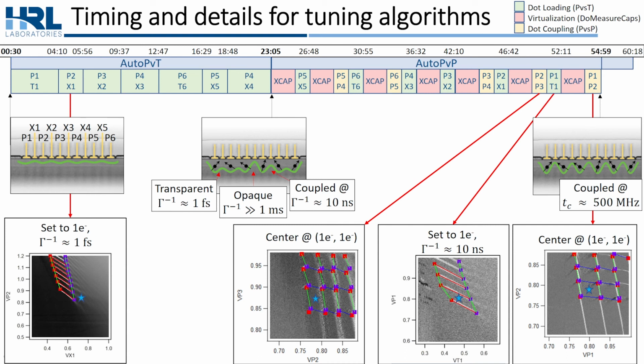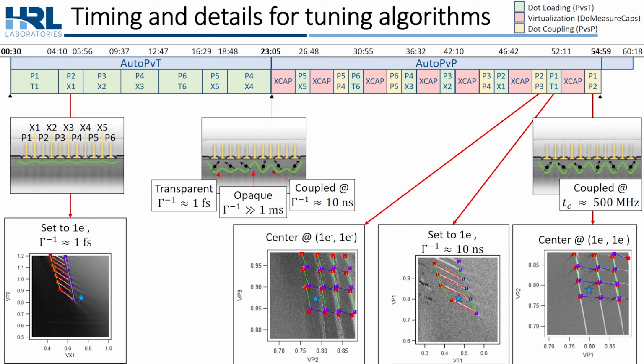But auto PVT starts with no electrons in the array, as diagrammed here. And then as auto PVT proceeds, it scans out or sweeps out voltage space, collects data, and then we analyze it, extract a graph, and based on that graph, we set voltages. In this case, we're choosing to set the voltages so that there's 1 electron in the dot, and there's about a femtosecond tunnel time. And so when auto PVT ends, most of these barriers are fairly transparent with 1 femtosecond. One's opaque, and one's a little bit coupled. That's because we're going to start to pairwise couple these electrons.